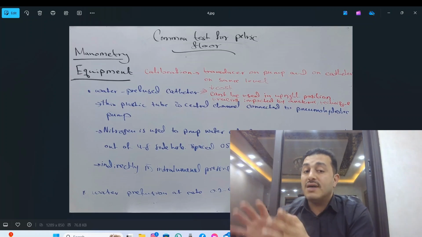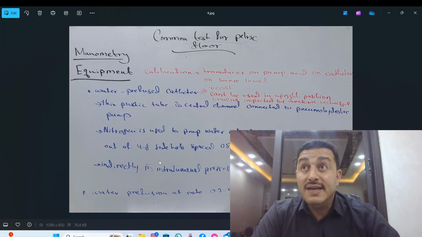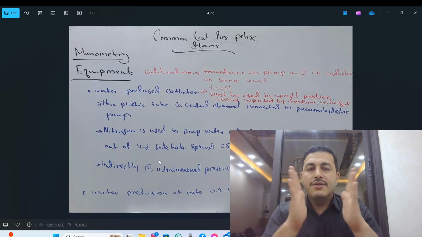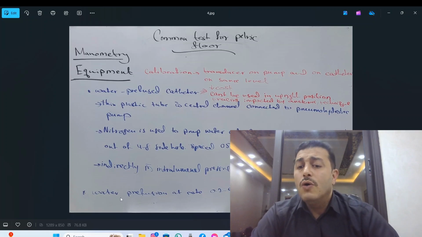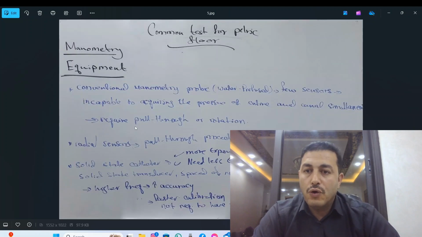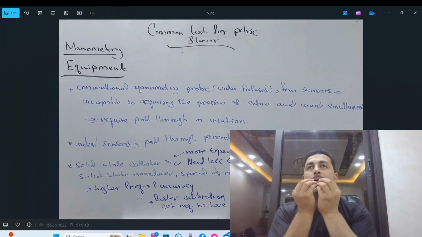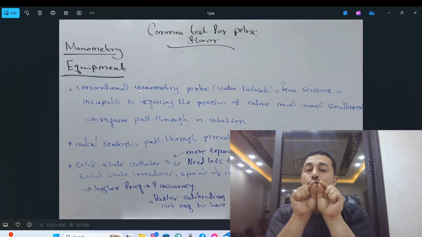This is one of the disadvantages, because pulling the probe may cause artifacts. We said that it indirectly measures the change in the pressure in the anal canal by changing the resistance in the balloon present in the anal canal. We water perfuse it by infusing 0.2 to 0.4 milliliter per minute. It requires calibration, of course. By the word conventional manometry, we mean that we only have a few sensors.